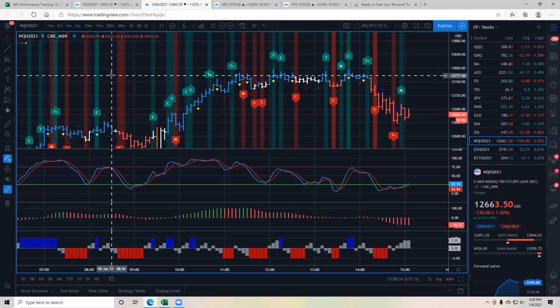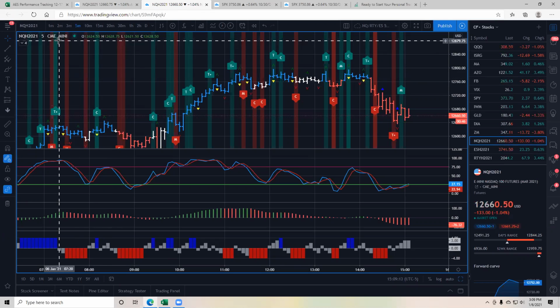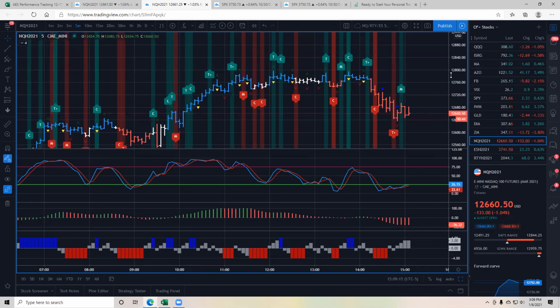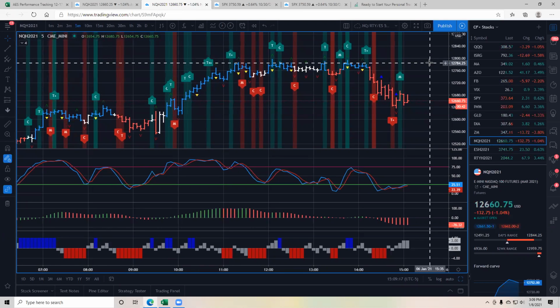Now, these adaptive entry system signals can be used on most any chart. You can trade it on S&P 500, the NASDAQ 100, the Russell 2000. You can trade it on stocks, options, ETFs, etc. What we do here in the live trading room is we promote the NASDAQ 100 futures on a 5-minute chart. It's a very easy way for us to show how the signals work, how to make decisions around getting into and out of each of these trades.